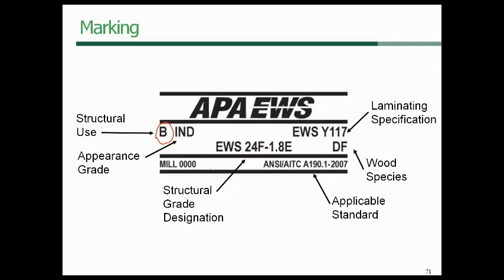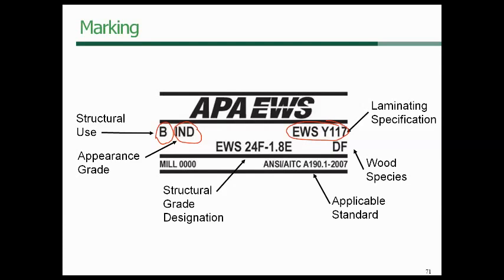The IND that's next to the B, that's the appearance class. So that's what we talked about with the industrial or architectural premium framing. That would be denoted there. The EWS indicates that it's using the EWS laminating specification, which is the laminating specification that is called out for this.